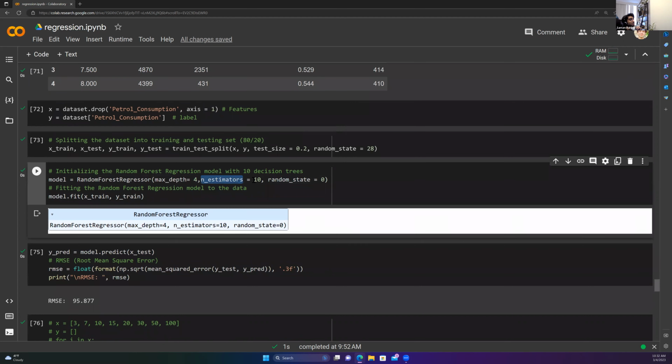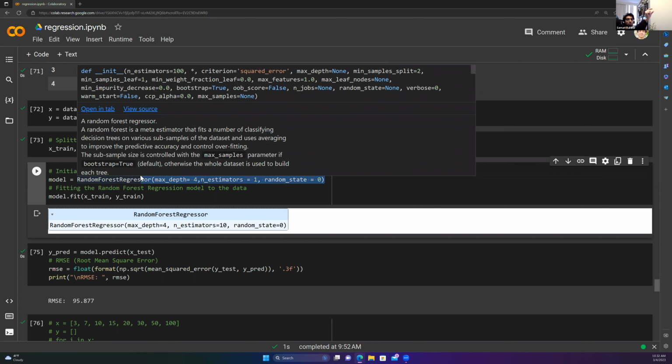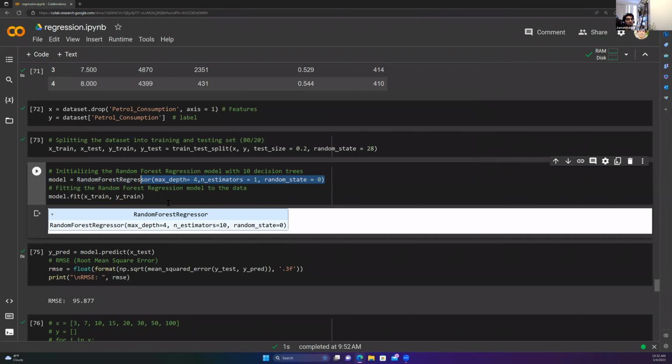I want to use n estimators. Who can tell me what this entails? Exactly. Thanks, Farad, just for clarifying that. Anyone, any idea what this n estimators entail in random forest regressor? Number of trees, exactly. So you can use either 1. If I use only 1 number of trees, what am I doing? This is not a random forest anymore, right? This is like a single decision tree. If I want to use multiple of them, then now I have a random forest.